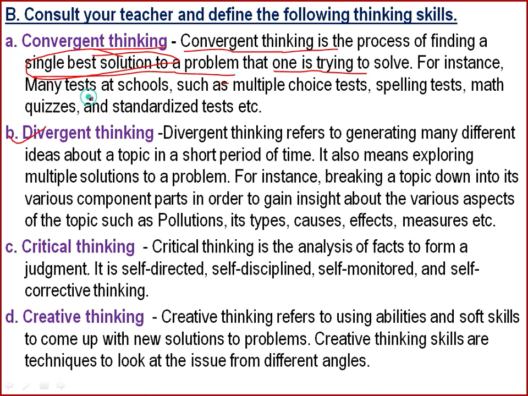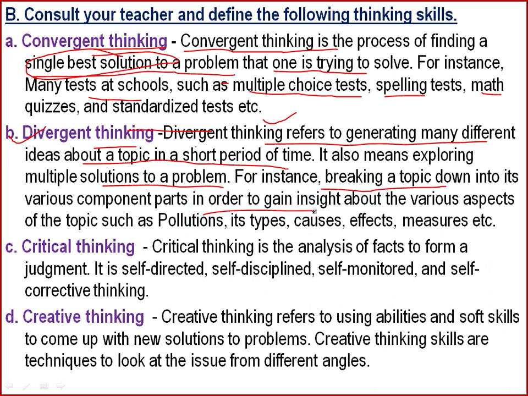Trying to solve, for instance, many tests at school. Multiple choice tests, spelling tests, math quizzes, standardized tests. In such tests we tick, and only one answer is right, so it is a very fine example of convergent thinking. And divergent thinking is finding many solutions to a problem. That means divergent thinking refers to generating many different ideas about a topic in a short period of time. It also means exploring multiple solutions to a problem. For example, breaking down a topic into its various component parts in order to gain insights about the various aspects of the topic, such as the topic is pollution. If you are going to write an essay about pollution, you have to know its types, causes, effects, measures. If you are knowing about these things, then that is divergent thinking.